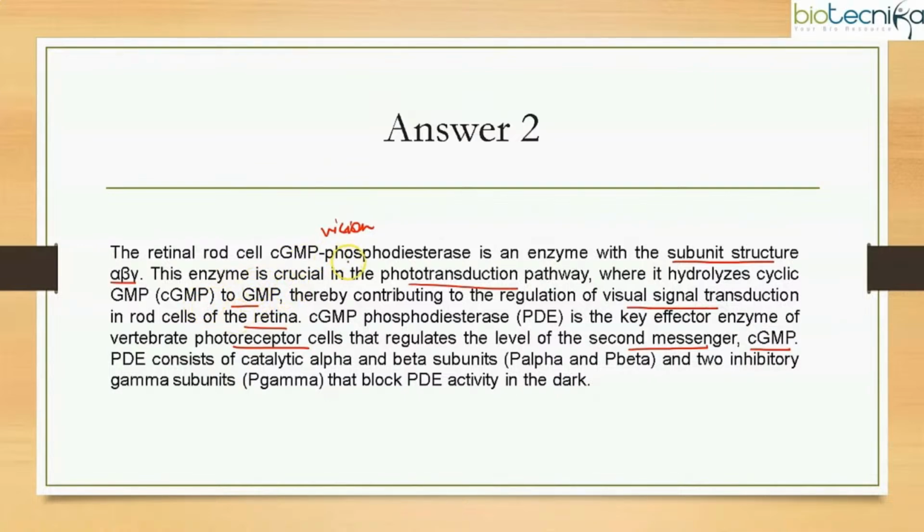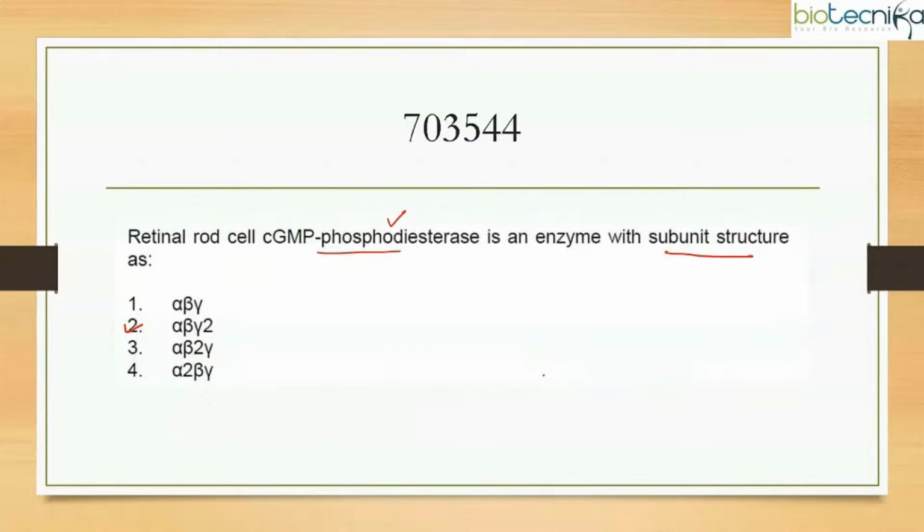Now this enzyme, this phosphodiesterase, consists of alpha and beta subunits, and the gamma is actually an inhibitory subunit. It has 2 inhibitory gamma subunits, so it will block this phosphodiesterase activity in the dark. Accordingly, the right answer will be alpha, beta, and 2 gammas. So the right answer is option 2.